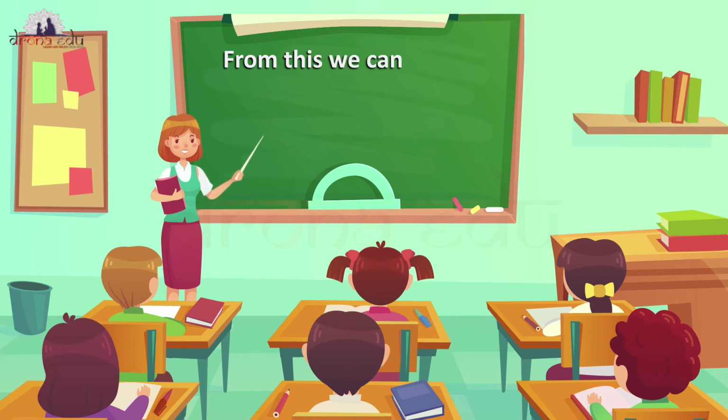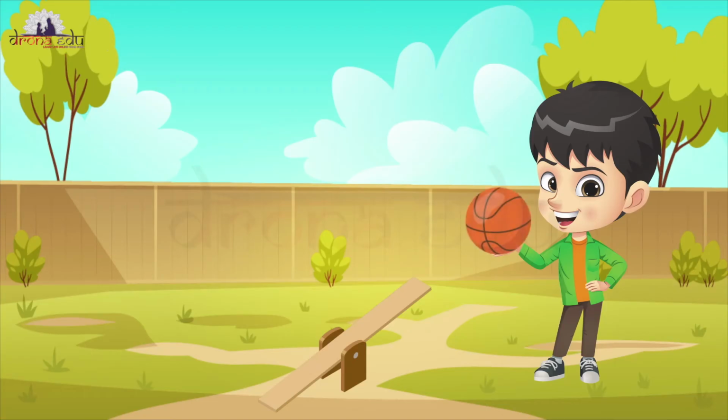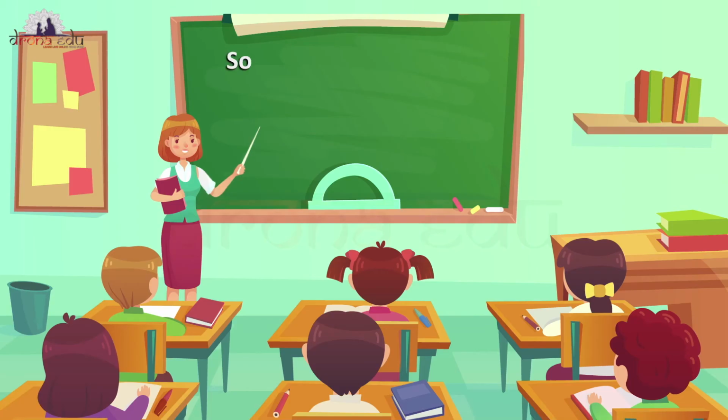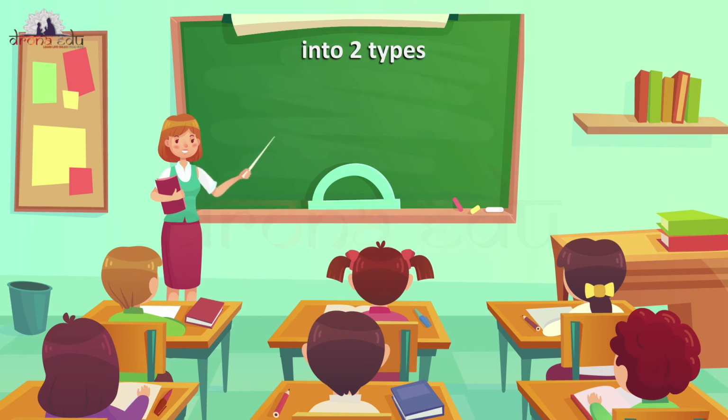From this, we can conclude that the ball reaches first compared to the other objects. And if you observe, the ball reaches the ground by rolling, whereas the cube and the cone reach the ground by sliding. So with this, we can divide the movement of objects into two types, that is rolling and sliding.